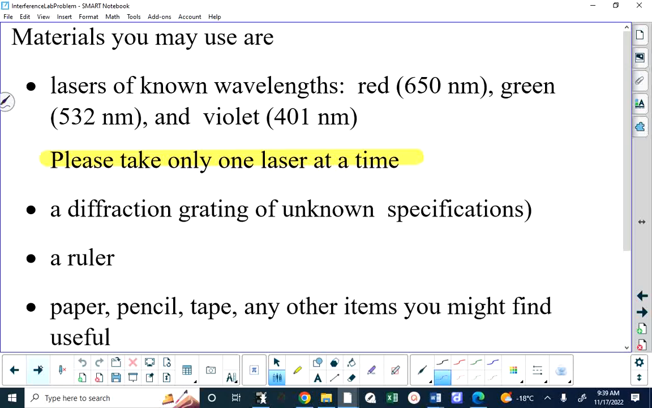And that's why, if you take a look at your data table, it says red laser, and it gives you the wavelength. It says distance between the n equals 1 antinodes, and there's a blank for you to write the centimeters. By the way, it should be to the nearest tenth of a centimeter. Okay. Should actually be to the nearest hundredth, if you want to be technical.